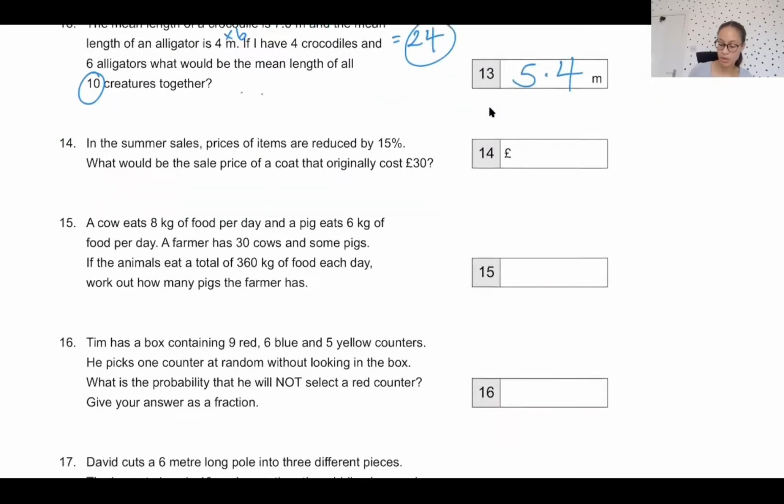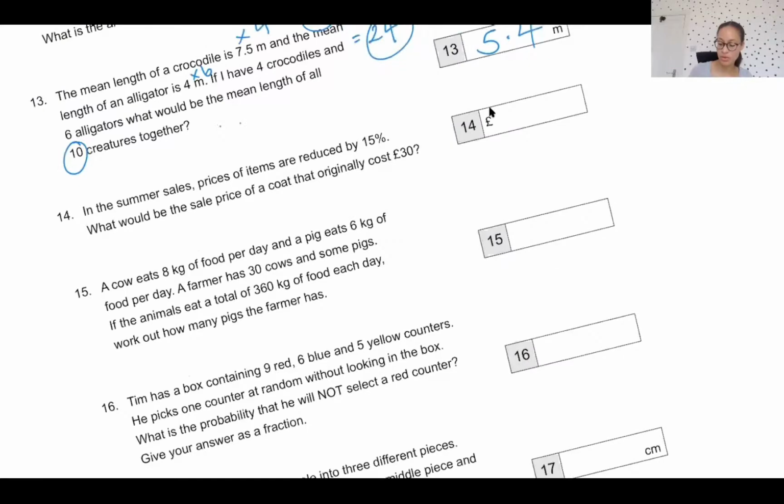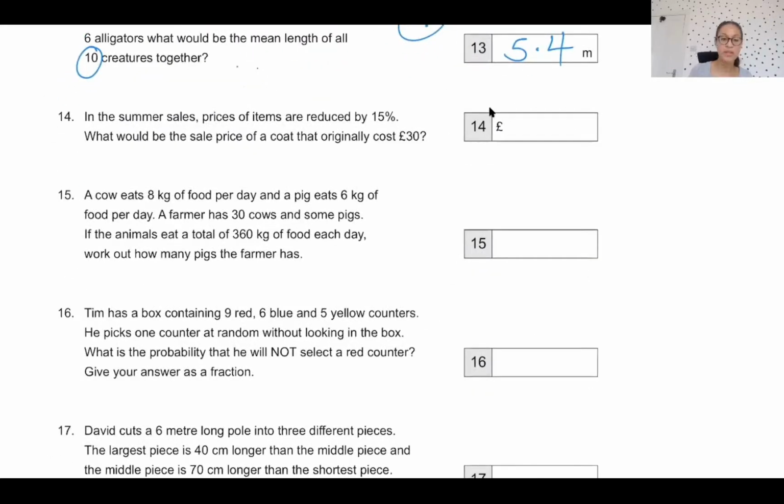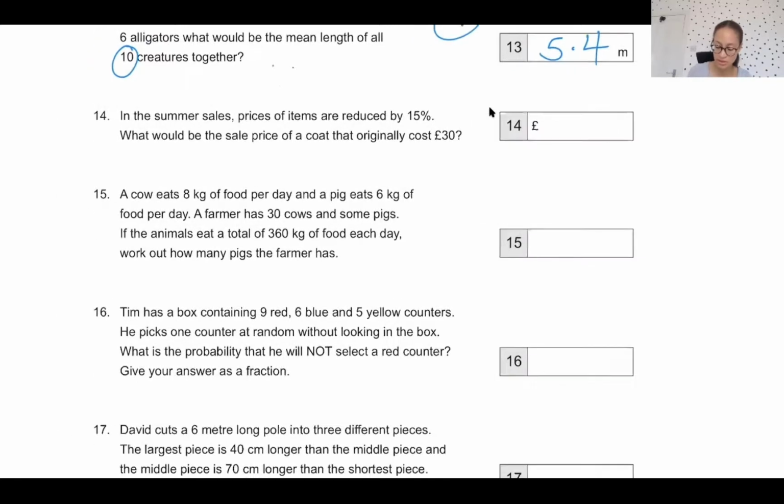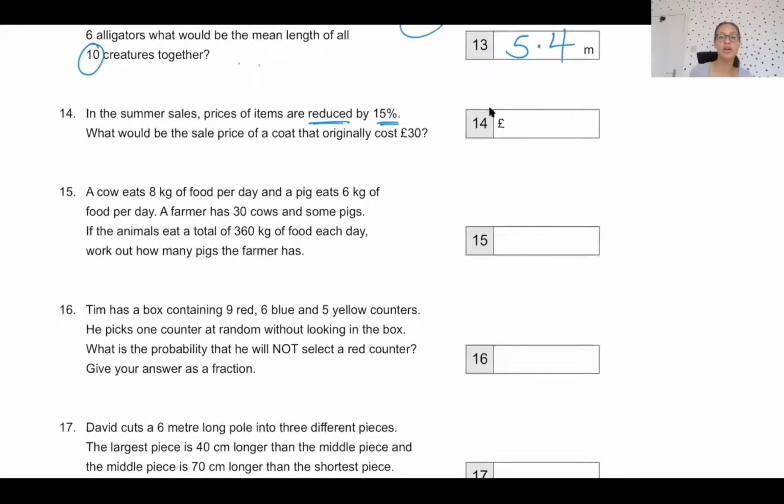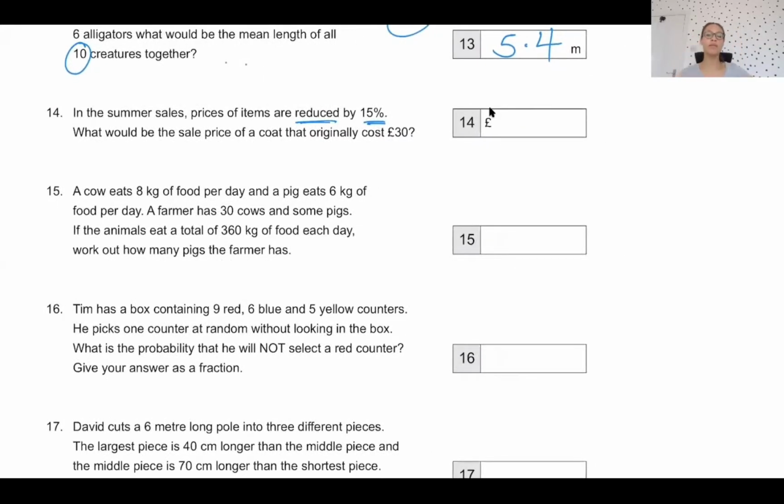Okay, next one. Hopefully you should all be able to do this one. In the summer sales, prices of items are reduced by 15%. What would be the sale price of a coat that originally cost £30? I'll give you a minute to work that out. Please remember to reduce. So often in exams, children find 15% and then they don't reduce it at all.